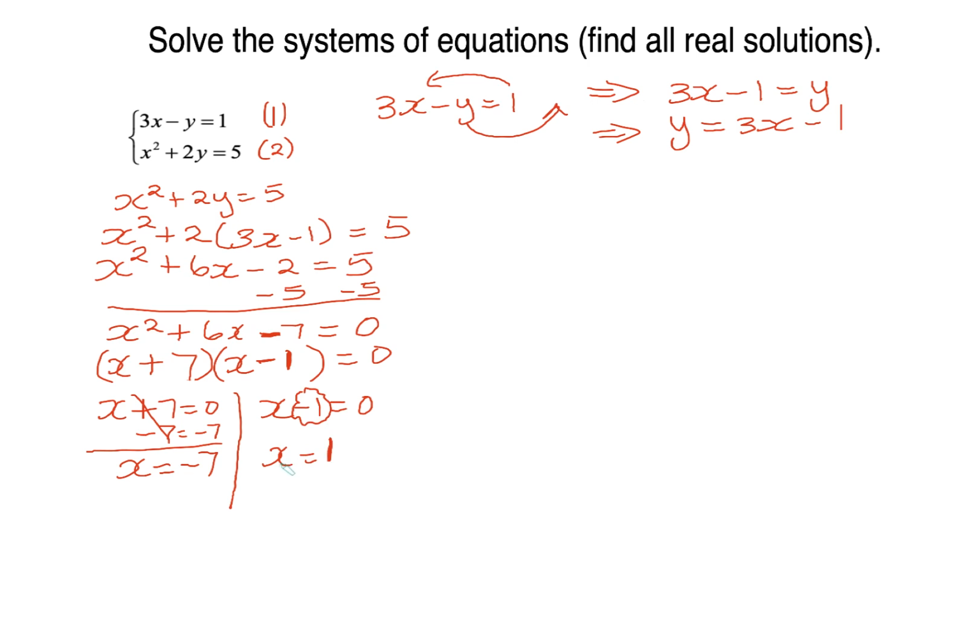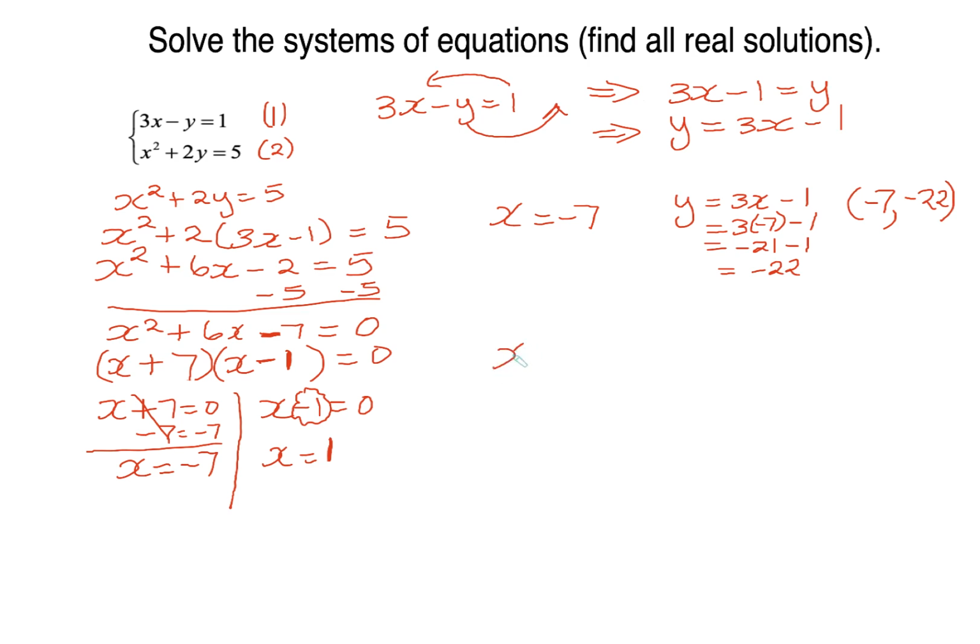Now I have to find my values for y. So I'm going to go right back here to this y equals 3x minus 1 to find my values for y. So let's start with when x equals negative 7. So I'm going to use y equals 3x minus 1. Wherever I see x, I replace it with negative 7. This would give me negative 21, take away 1, which has a value of negative 22. So when my x value is negative 7, its associated y value would be negative 22.